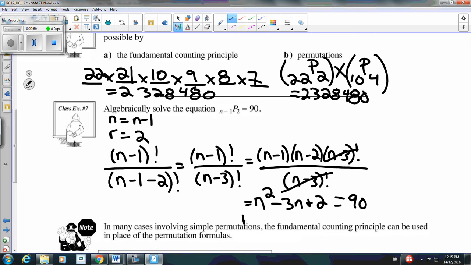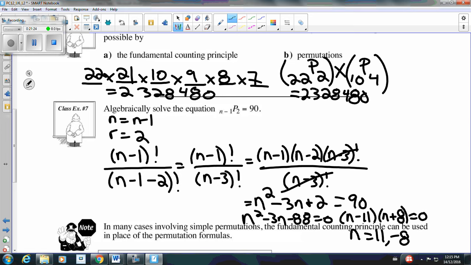So that means n squared minus 3n minus 88 equals 0. That gives me the factors n minus 11, n plus 8, which gives me the solutions n equals 11 and negative 8. I know I can't use a negative number in a permutation. How would that make sense? I can't have negative 8 choices for things, and I need to pick 2 of them. So therefore, n equals 11 must be our solution.